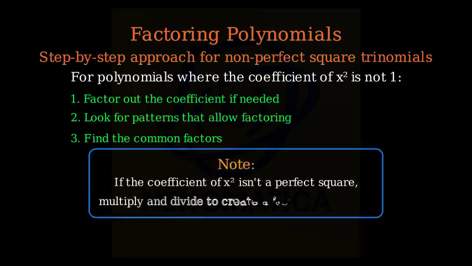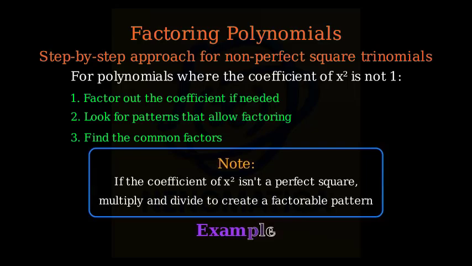Now, let's look at an important note. If the coefficient of the second-degree term is not a perfect square, we'll multiply and divide by the coefficient to help us create a perfect square pattern. Then we can apply the difference of squares formula or other factoring techniques. Let's work through our example.